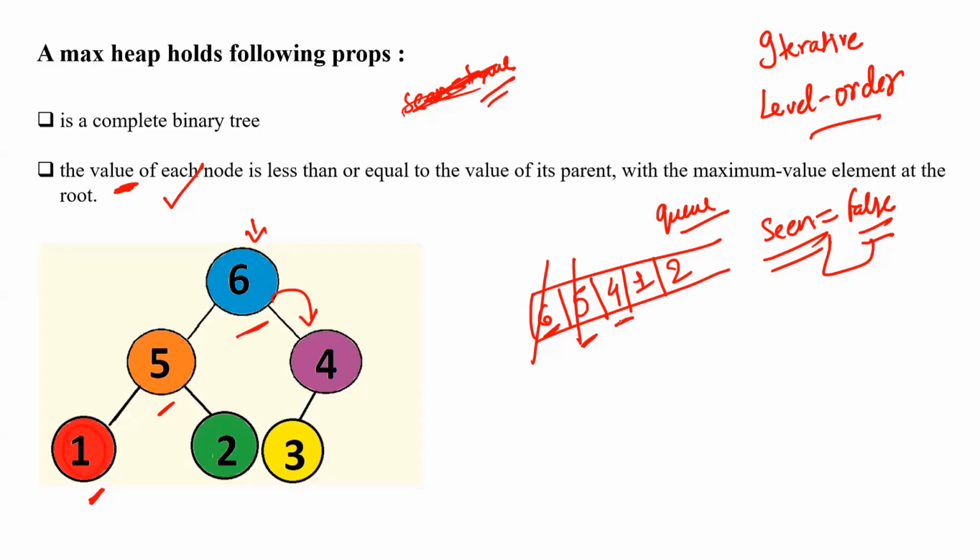Then we have 4. So for 4, we're going to check. 4 has the left child. Yes, it has. So we're going to check the condition whether the left child is smaller than the root node or not. Yes, it is. So we're going to push this into our queue. And it does not have a right child, so we're going to set seen equal to true. We are using this boolean variable to keep track of the child that we haven't seen.